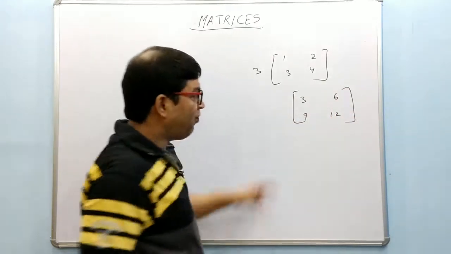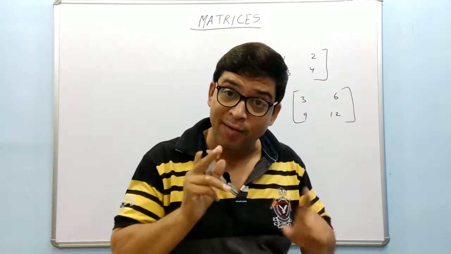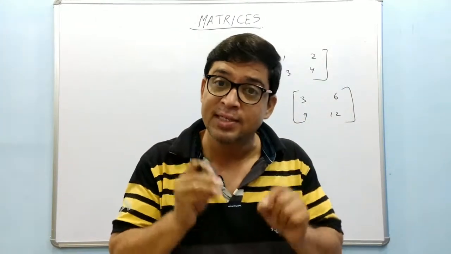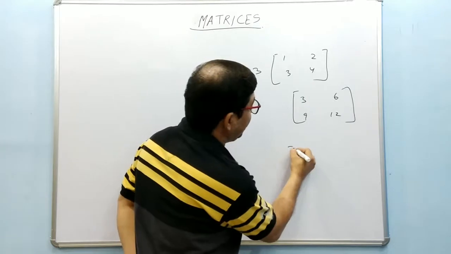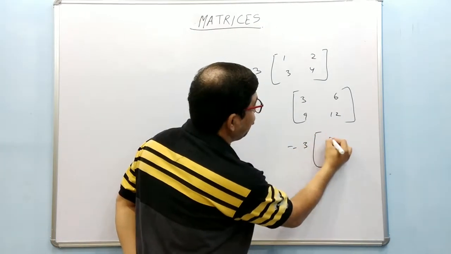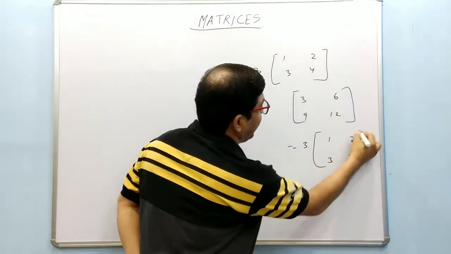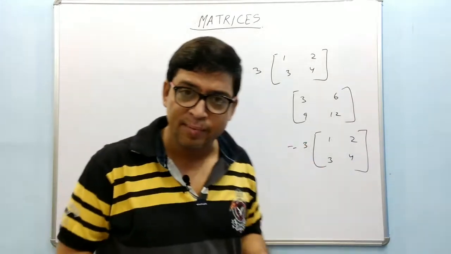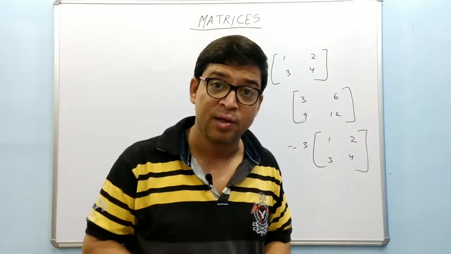Okay, now if I want to take something common, I have to take it common from each and every element. Suppose I am taking 3 common here, so it is coming out to be 1, 2, 3, 4, like that. So scalar multiplication is clear.